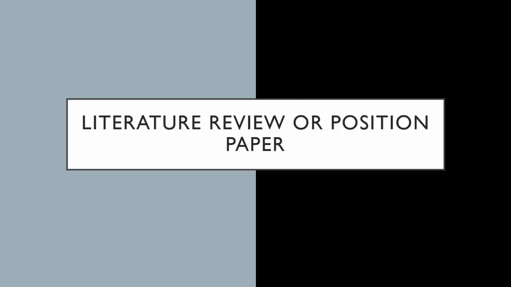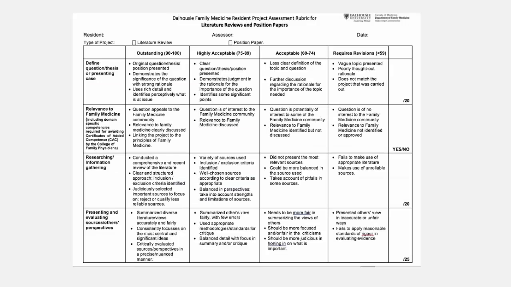And the third rubric is a literature review or position paper. And again, it looks similar, so you would just pick either literature review or position paper with the name of the project, the resident, and the date. So very similar. Defining the question is 20. Relevance to family medicine is a yes. Must be a yes. Research and information gathering is out of 20.